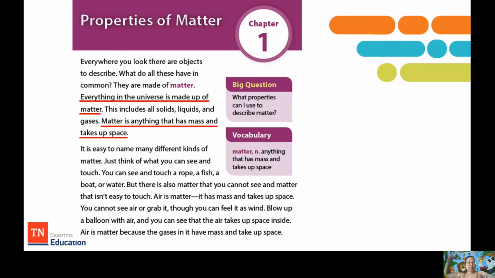It's easy to name many different kinds of matter. Just think what you can see and touch. You can see and touch a rope, a fish, a boat, or water. But there's also matter that you cannot see and matter that isn't easy to touch. Air is matter. It has mass and takes up space. You can't see air or grab it, though you can feel it as wind. Blow up a balloon with air, and you can see that the air takes up space inside. Air is matter because the gases in it have mass and take up space.